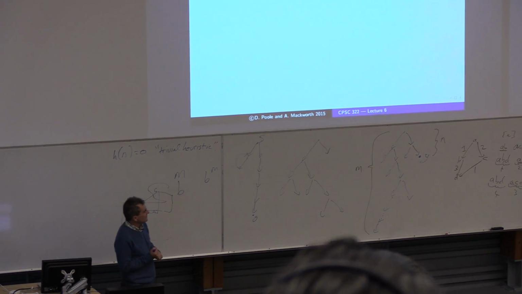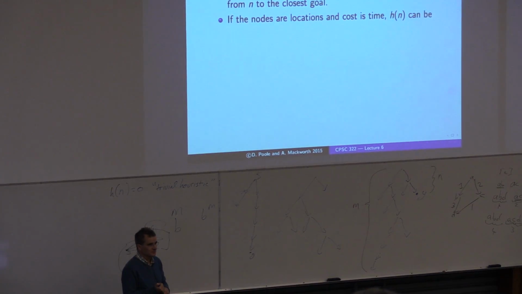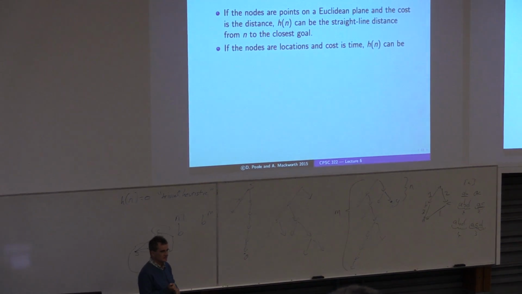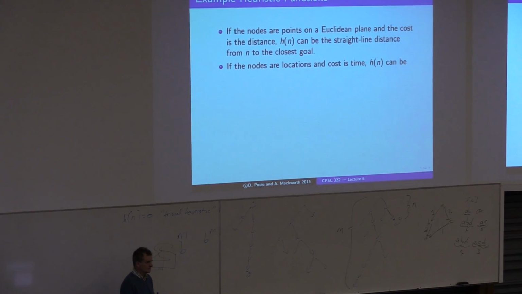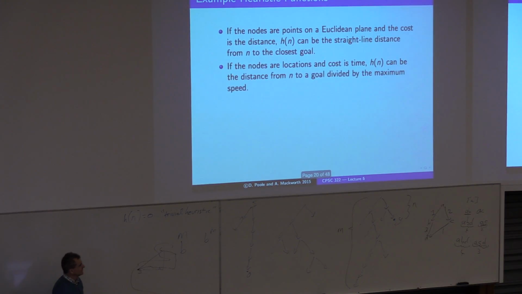What if the cost is time? What can we do? Straight line distance divided by the speed of light. It's true. Well, the straight line distance is divided by the maximum speed that people can travel. Google Maps gives you a time estimate, right? The distance divided by the maximum speed. Okay?